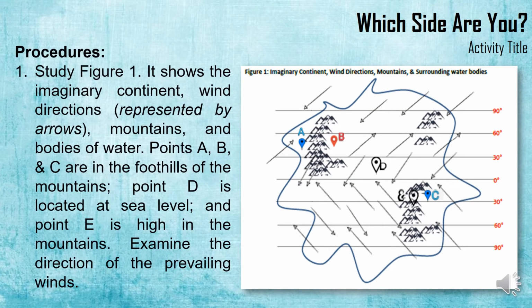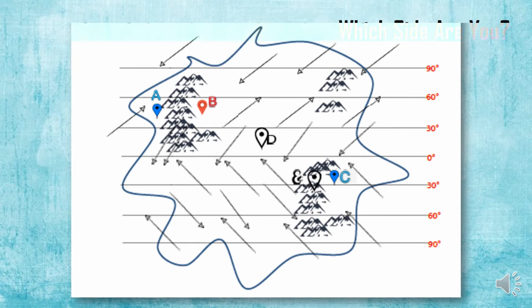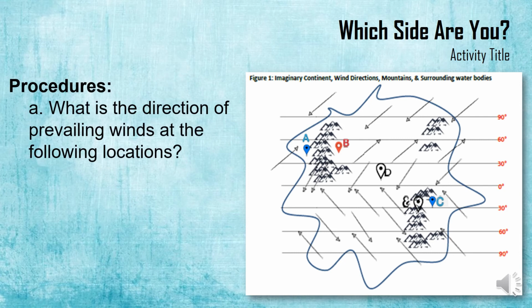Procedures. Study Figure 1. It shows the imaginary continent, wind directions which are represented by arrows, mountains, and bodies of water. Points A, B, and C are in the foothills of the mountains. Point D is located at sea level and point E is high in the mountains. Examine the direction of the prevailing winds as shown in the figure. Answer the following guide questions.